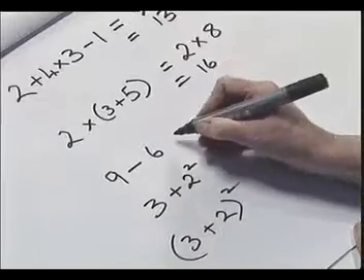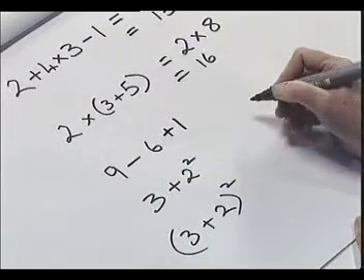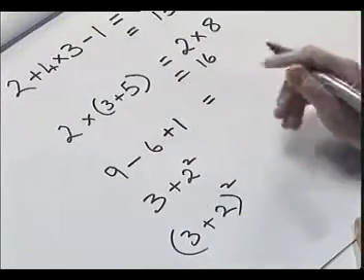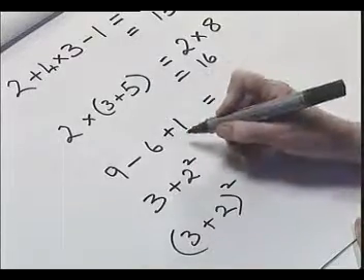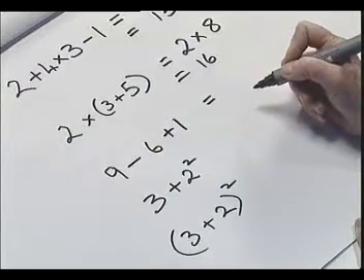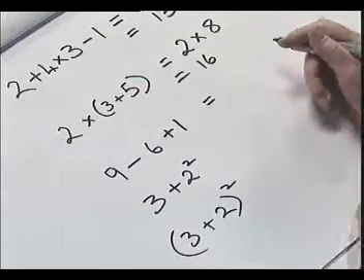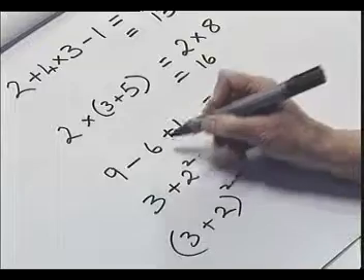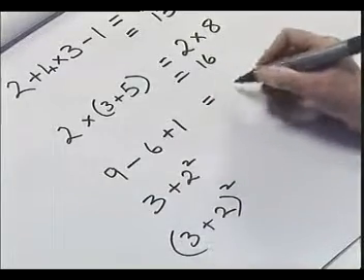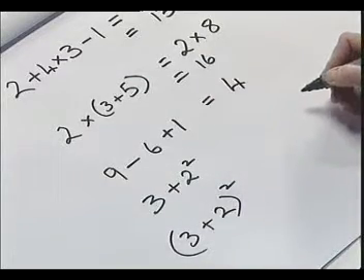9 minus 6, but I forgot to add the plus 1. Now in this case, we've got the subtract and the add together. So we've got the same priority. The rule is work from left to right. So we say 9 minus 6, which is 3, add 1, which is 4.